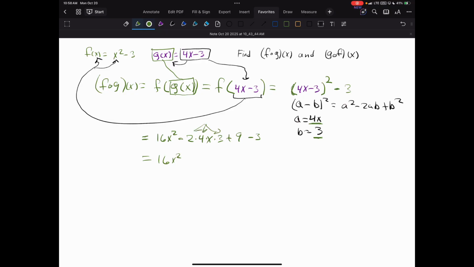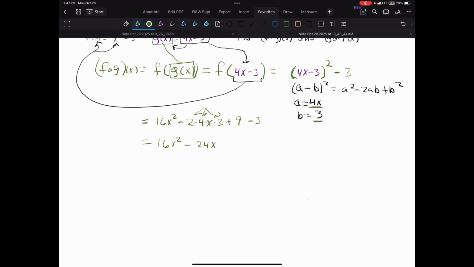Because I have 2 times 4 times 3 all within the same term here. It will be minus still, right? Because there's just one negative. And so what do I have? I've got 2 times 4 is 8. 8 times 3 is going to be, what, 24? And so I have 24x, and then plus 9 minus 3. Well, that'll be a plus 6.